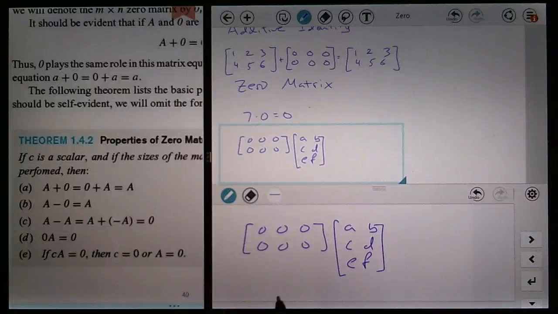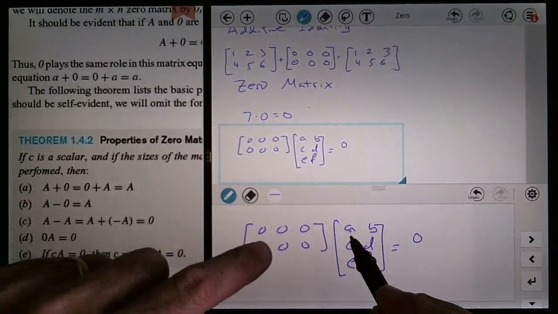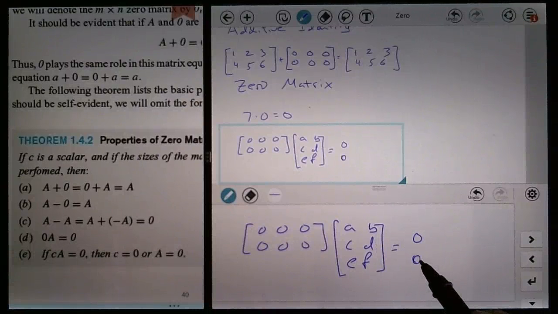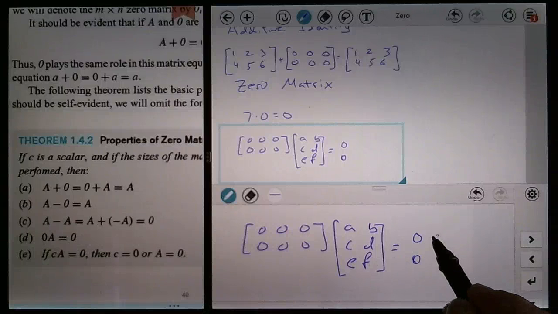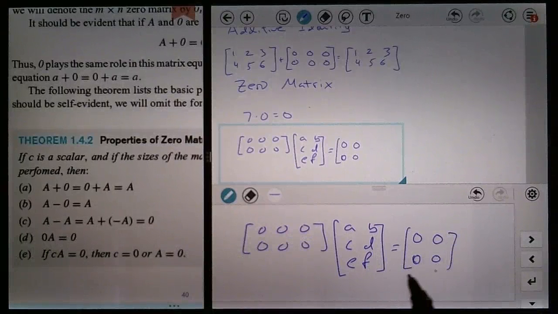So if this has 3 columns, this has to have 3 rows, so A, B, C, D, E, F, whatever. You know, what do you get when you multiply it? Well, 0 plus 0 plus 0, 0 plus 0 plus 0, 0 plus 0 plus 0, 0 plus 0 plus 0, and you get a 0 matrix. Now, notice in this situation that the 0 matrix I started with and the 0 matrix that I ended with are not the same size, but they're still both 0 matrices.